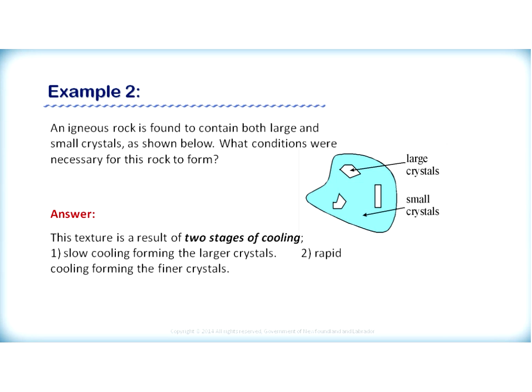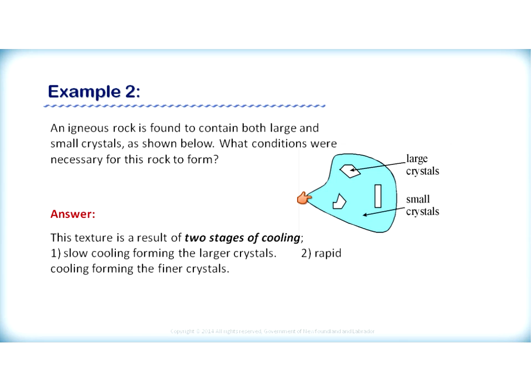Example number 2 reads, an igneous rock is found to contain both large and small crystals, as shown below. What conditions were necessary for this rock to form? So if we look at an igneous rock that has large crystals surrounded by a fine crystal matrix, we know that this rock had formed by two different stages of cooling. Slow cooling forming the large crystals, and rapid cooling forming the small crystals.